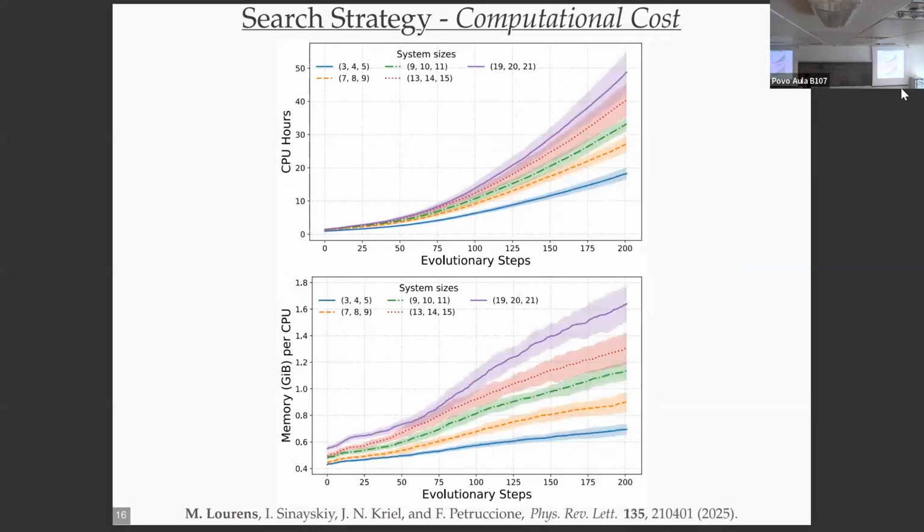If we look at the computational cost, basically, if you consider a system size group of 3, 4, and 5 and have 8 CPUs, it will take about 50 minutes to find the ansatz. If you consider a size group of 19, 20, 21, it takes an hour and 50 minutes. But I should mention that we always found the same ansatz independent of which system size group you considered, so you were fine with just using the smallest group.